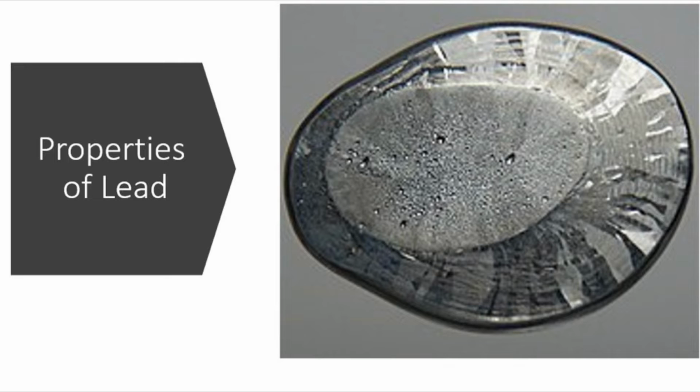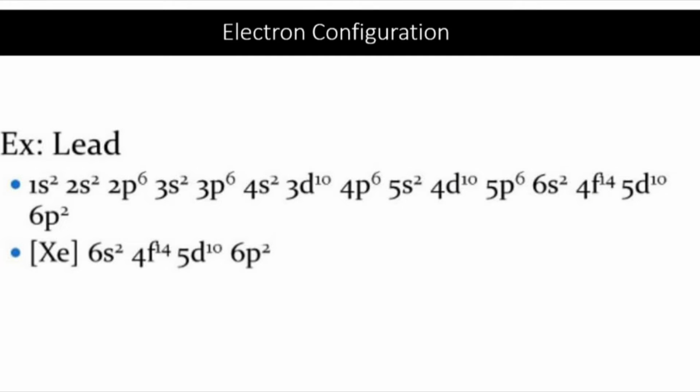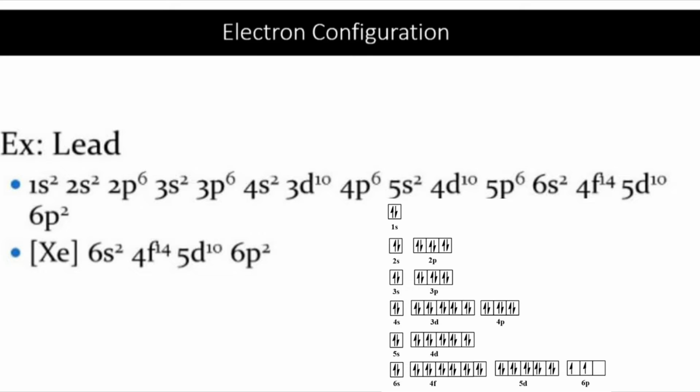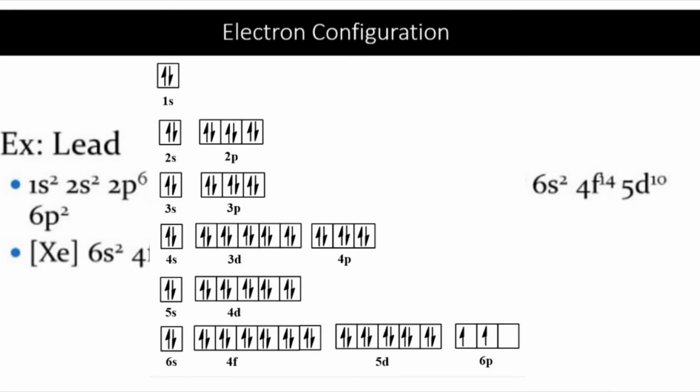Properties of lead. Lead's electron configuration is 1s2, 2s2, 2p6, 3s2, 3p6, 4s2, 3d10, 4p6, 5s2, 4d10, 5p6, 6s2, 4f14, 5d10, 6p2. And that little photo between the notation and the electron configuration is an orbital diagram of lead.